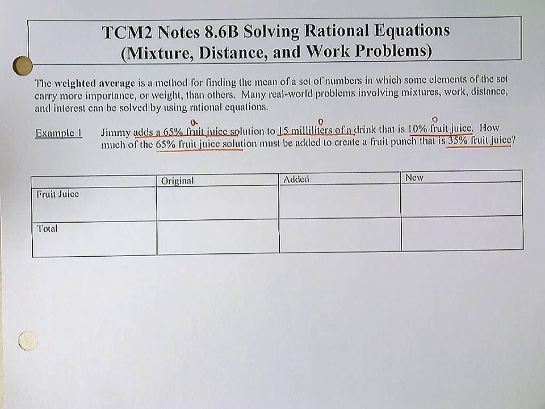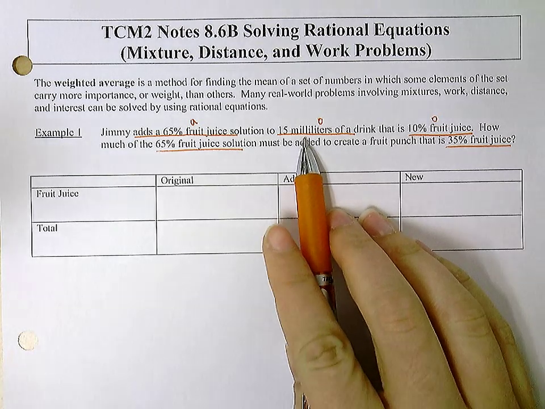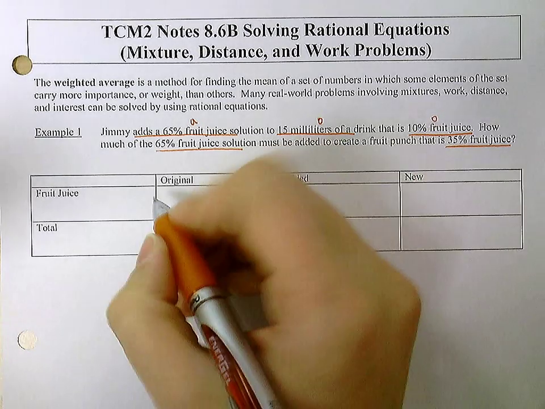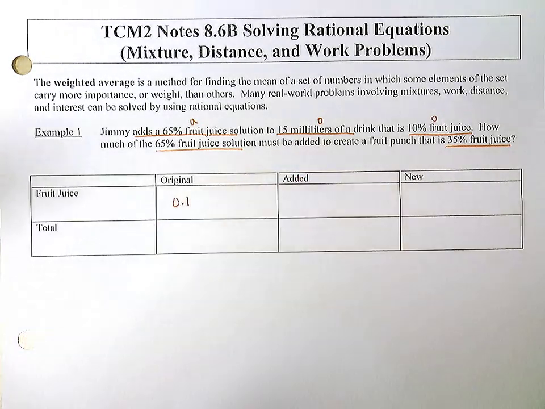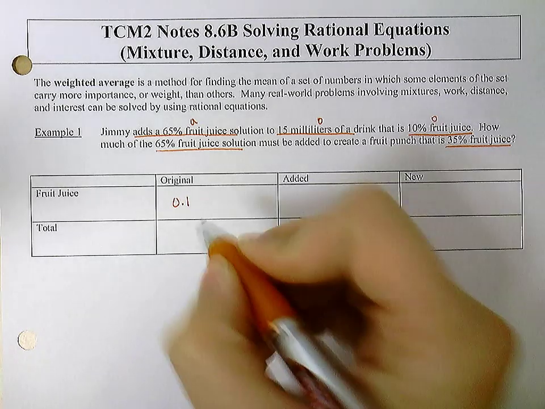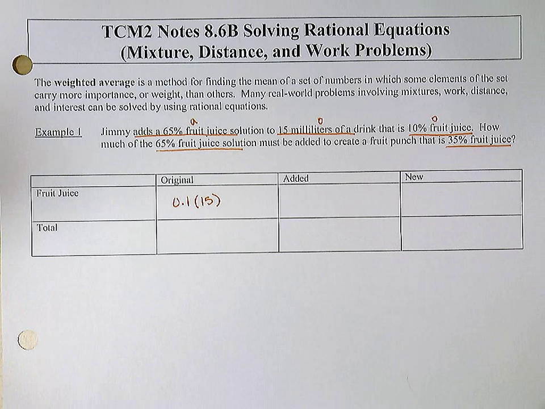So our fruit juice for the original is 10% fruit juice of 15 milliliters. 10%, what is that as a decimal? 0.1. So we have 0.1 of that fruit juice, and that's times 15 milliliters, because you have 15 milliliters at 10% fruit juice. That was the original.